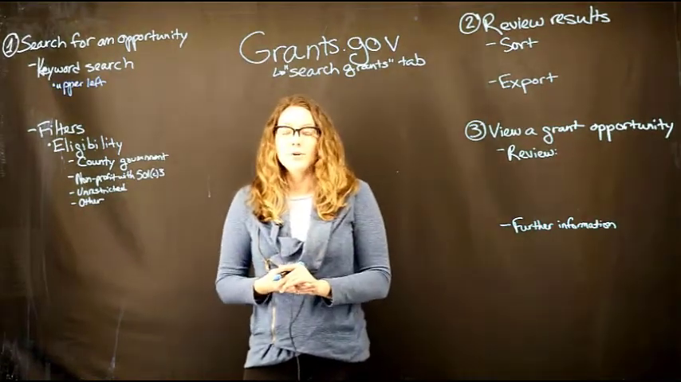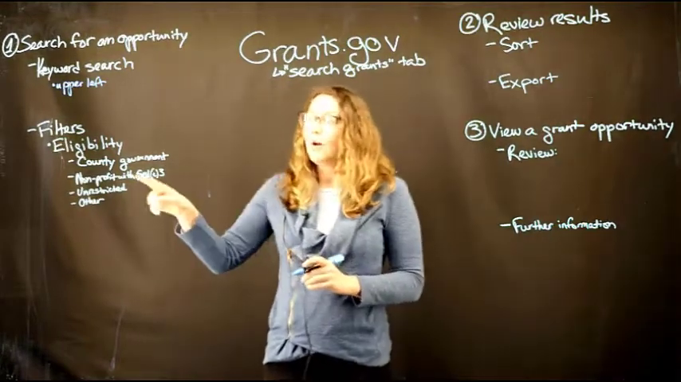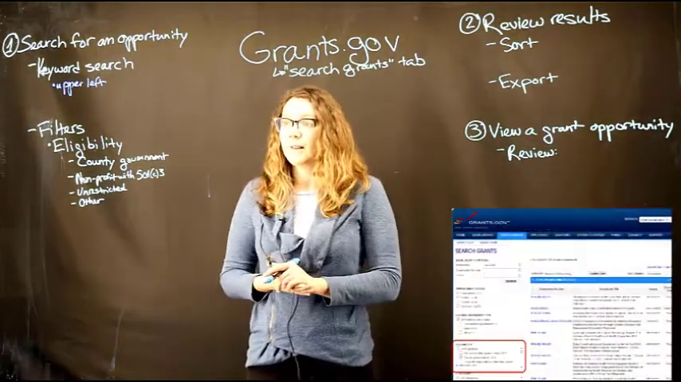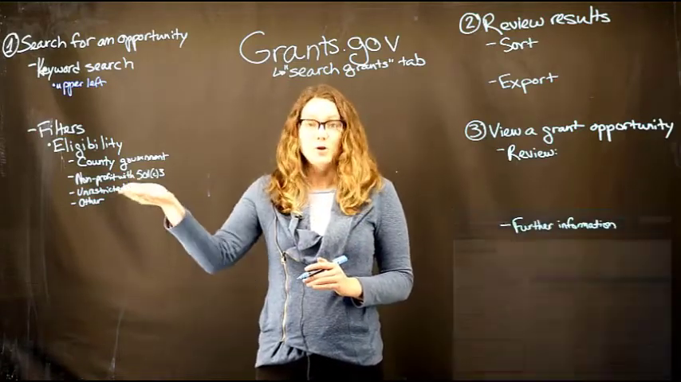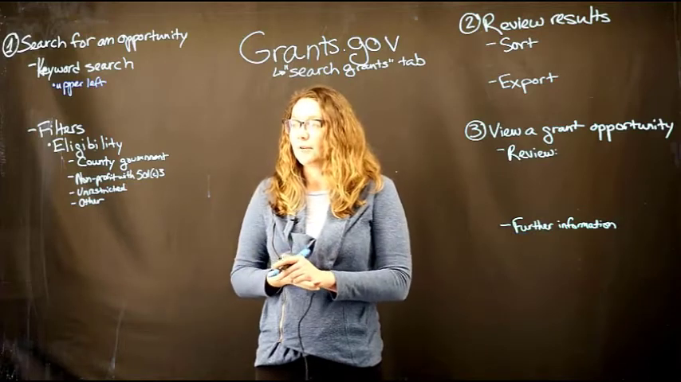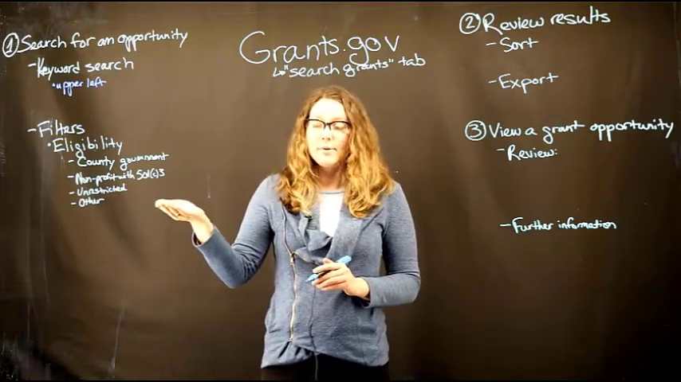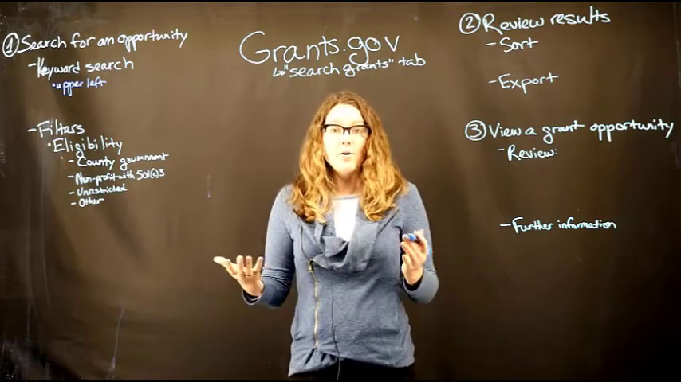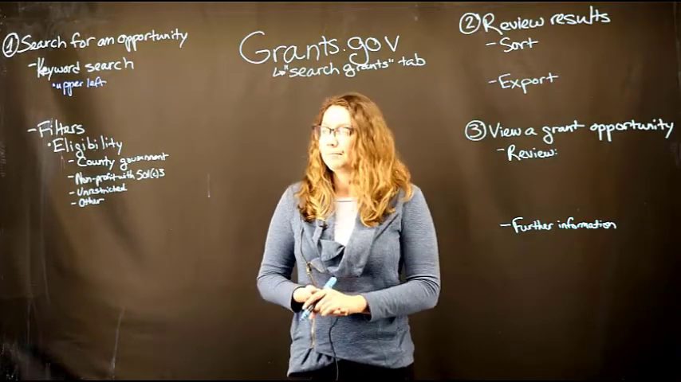Once you do your keyword search, you might want to filter the results. One filter that you will definitely want to use is the eligibility filter. If you work for county government, I would definitely recommend choosing the county government eligibility filter, but you can also select nonprofit with 501c3 status, unrestricted, and other. This will narrow your results to those that you are eligible for.